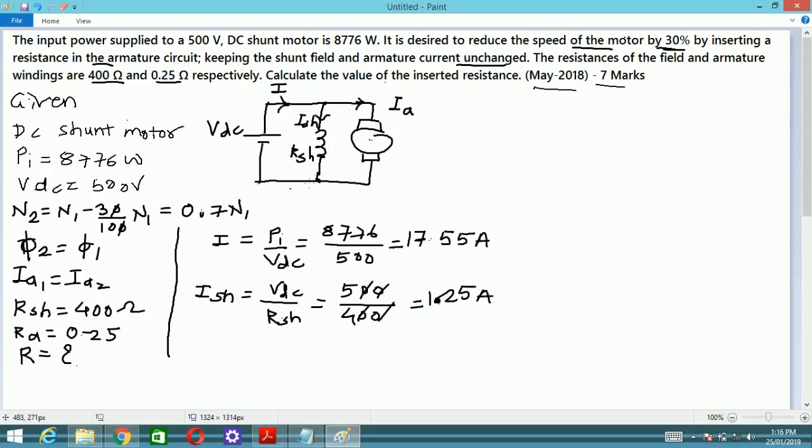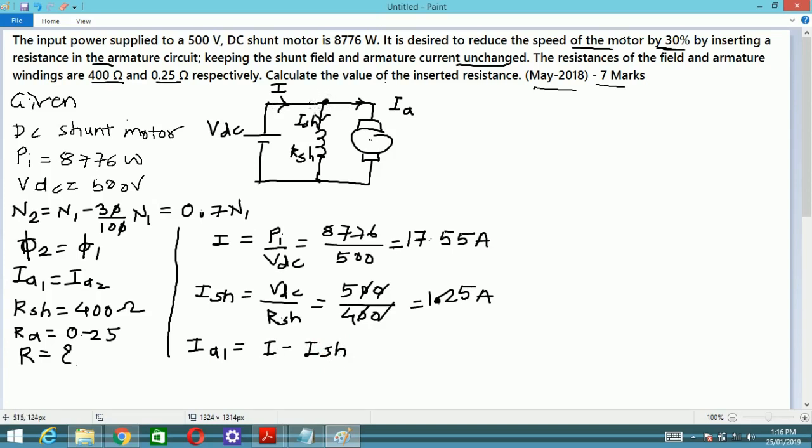Now we'll go for calculating the current flowing through this armature. I will denote this current as IA1, the current flowing at speed, suppose N1, that is the initial speed. So IA1 will be given as I minus ISH. Now you will ask from where this equation came. This equation is nothing but applying KCL at this node.